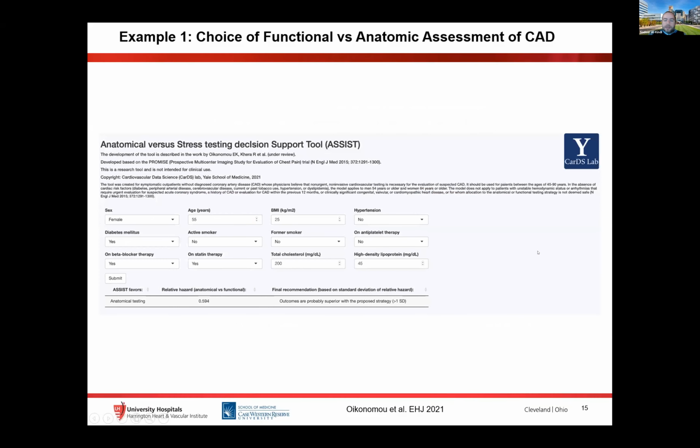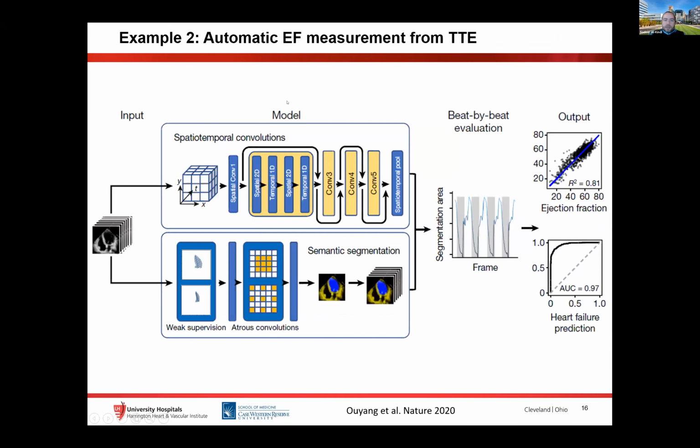So the authors were able to come up with a very nice kind of API, so to speak. On a free website, you can plug in the variables of interest that turned out to be important for this algorithm, and it will tell you the relative hazard for anatomic versus functional, and give you a recommendation for the optimal imaging modality in this patient population.